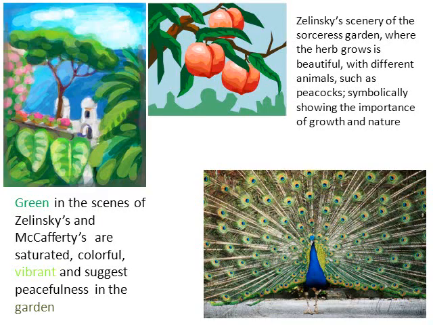Green in the scenes of Zelinsky's and McCafferty's are saturated, colorful, vibrant, and suggests peacefulness in the garden. Zelinsky's scenery of the sorceress' garden, where the herb grows, is beautiful, with different birds such as peacocks symbolically showing the importance of growth and nature.